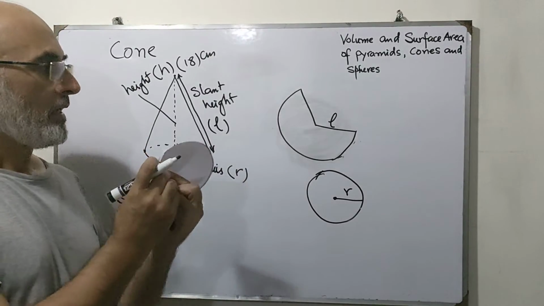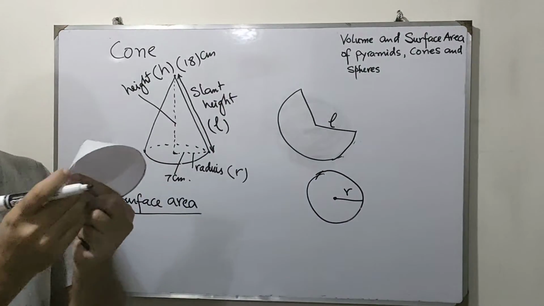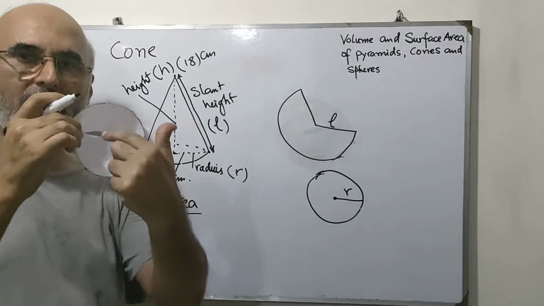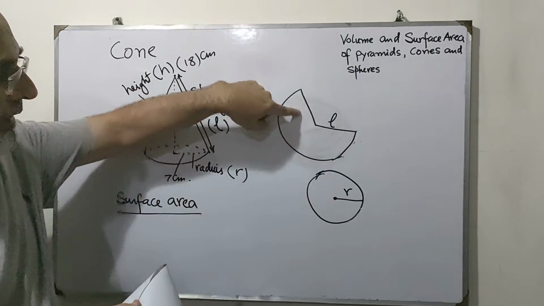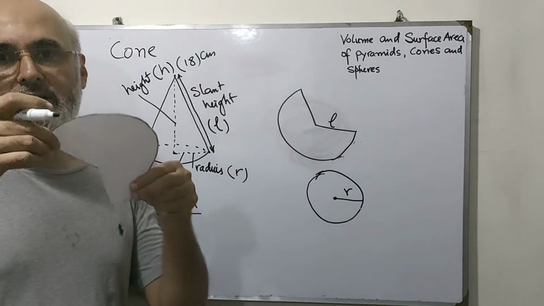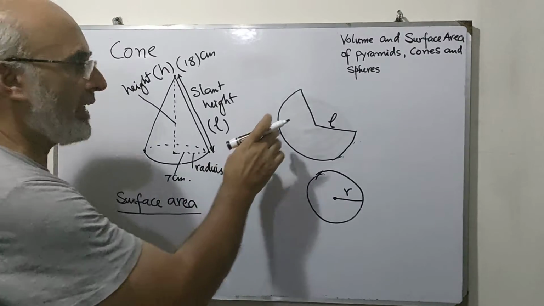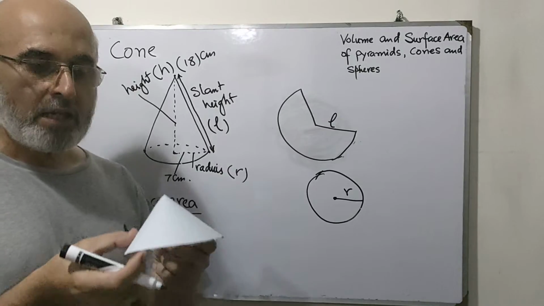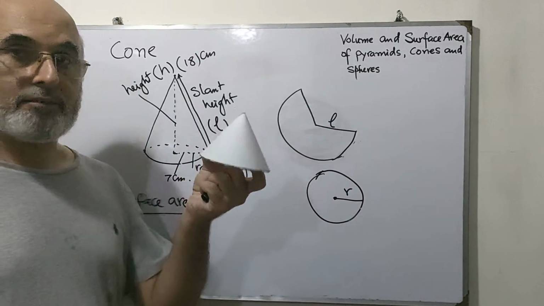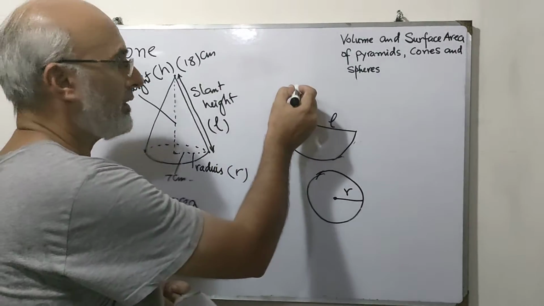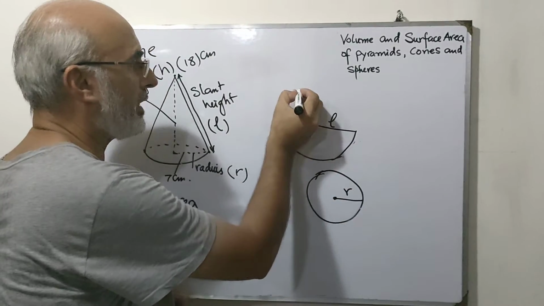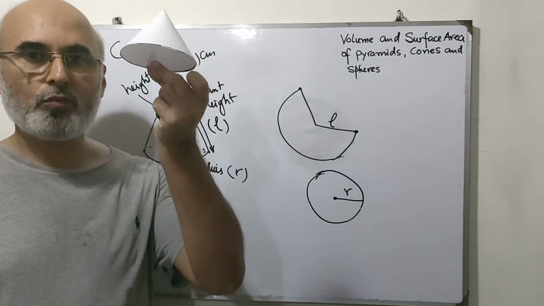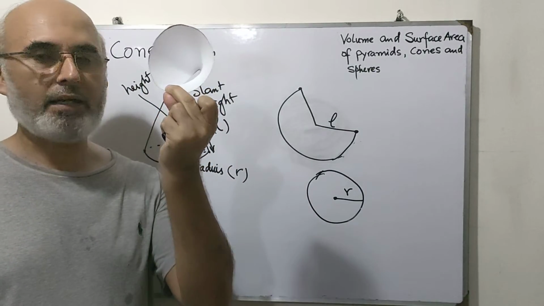Now, what we need is to calculate the surface area. So the cone has two things, the base and this upper part, and this upper part is basically a sector. So we need to calculate the area of a sector and the area of a circle. To calculate the area of a sector, we need the arc length from here to here. And what is the arc length in this case?